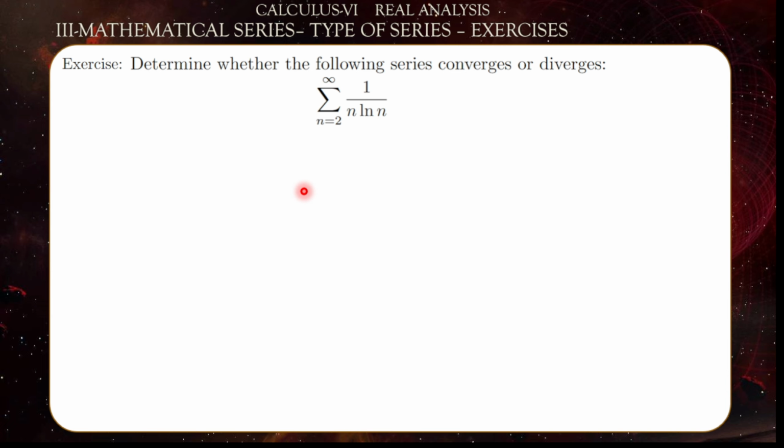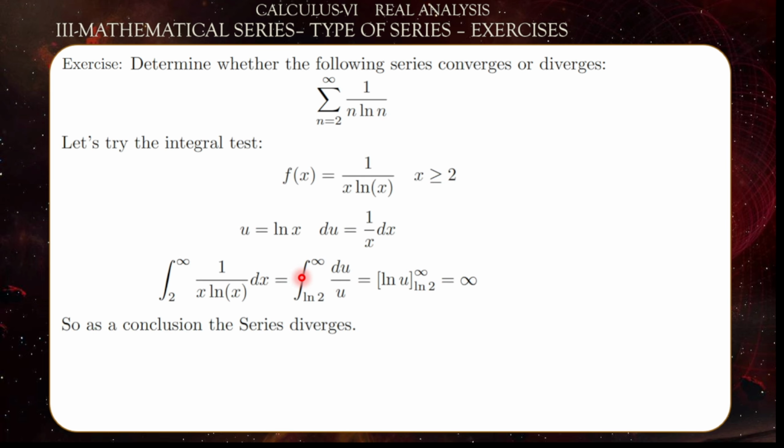Determine whether the following series converges or diverges, which is given by sigma n equal 2 to infinity of 1 divided by n ln n. And of course, it needs to start with n equal to 2, otherwise, with n equal 1, ln 1 is equal to 0, so the series blows up even before it gets started. Let's try the integral test.